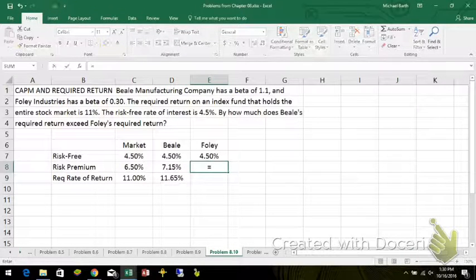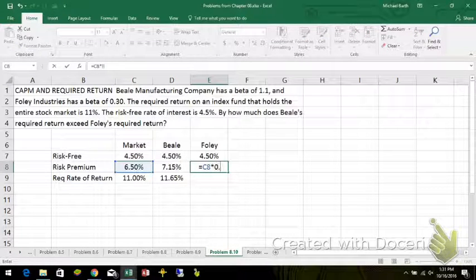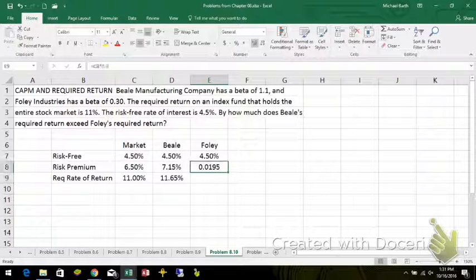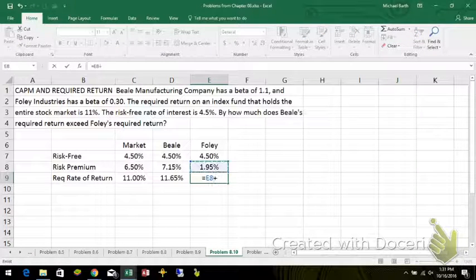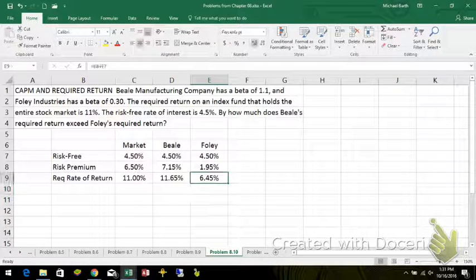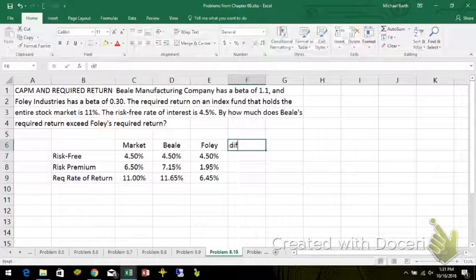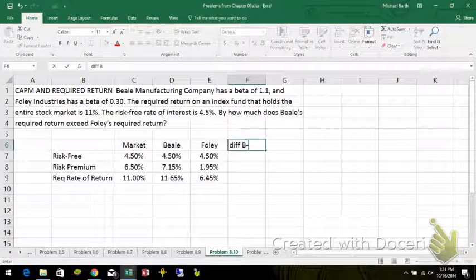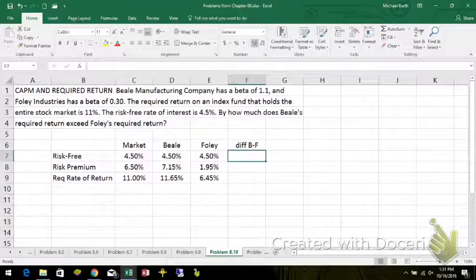Foley, on the other hand, its risk premium is only 30% of average. So its risk premium is much smaller than average and much smaller than Beal's. If I add these two numbers together, there's Foley's total return.